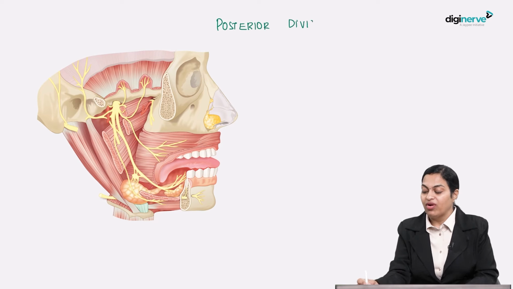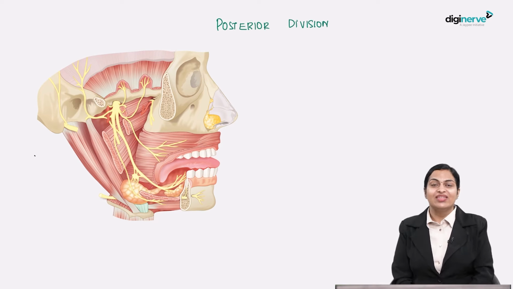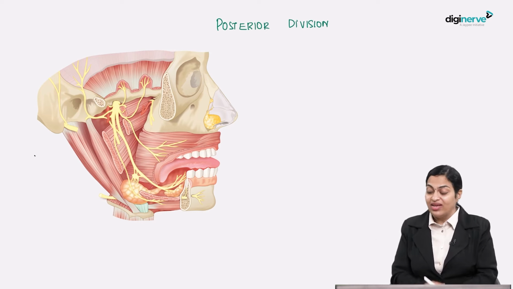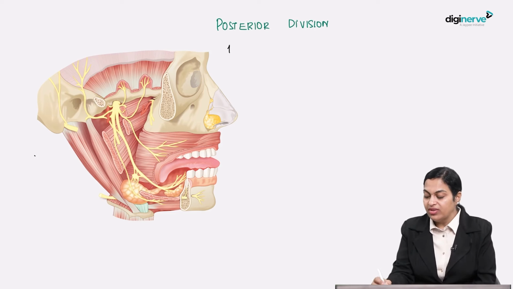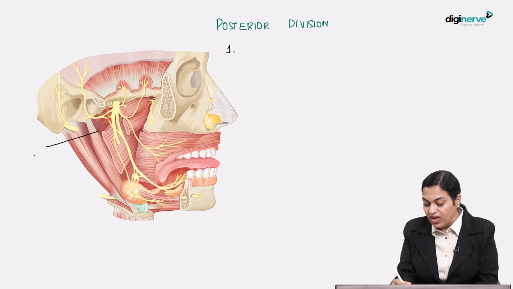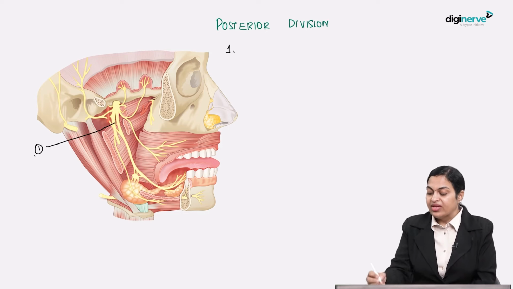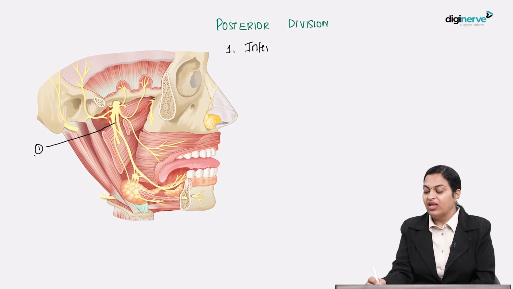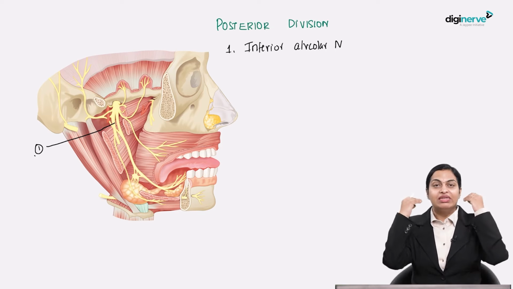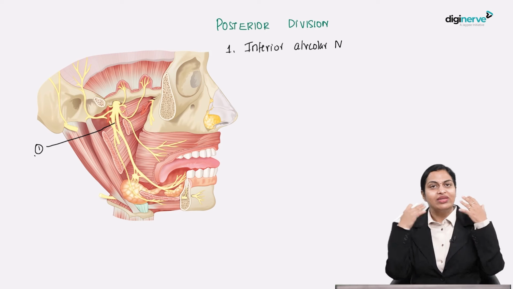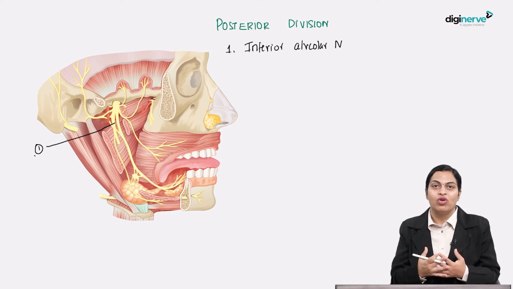Very, very, very important, right? Now let us see the branches coming from the posterior division. There are 3 branches coming from the posterior division and it is important to know them here, right? The first one is the inferior alveolar nerve. You know why it is called inferior alveolar nerve? It is going to supply the teeth of the lower jaw, all the teeth of the lower jaw, the molar, the premolar, the canine and the incisor, right?